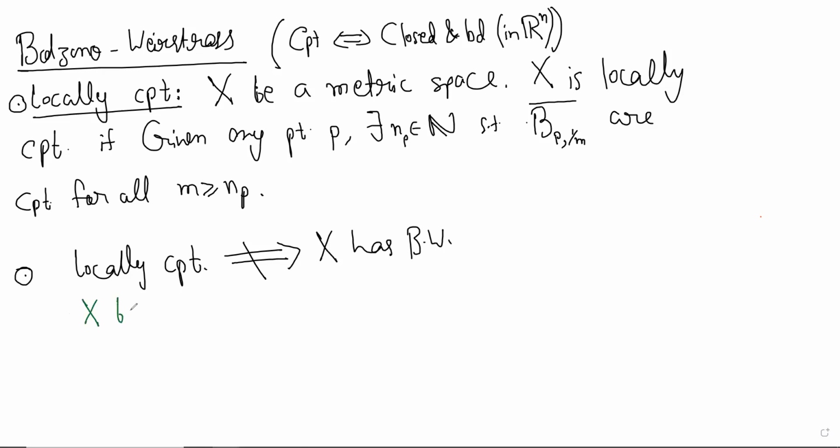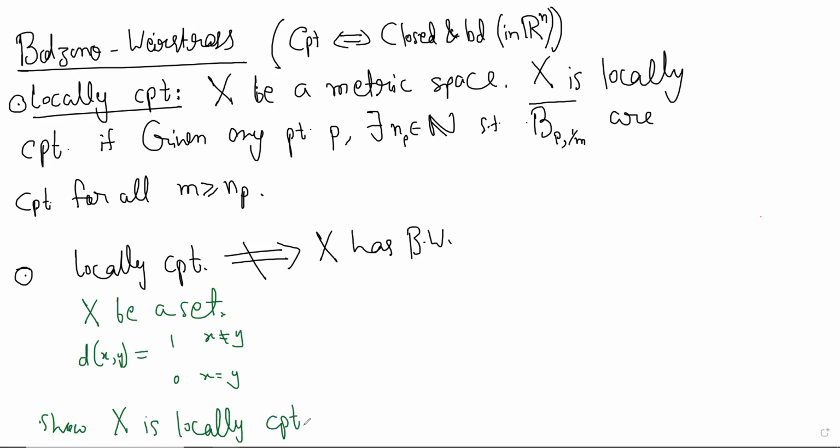Let X be a set. And what you do is you define a distance such that the distance between any two points is equal to 1 if X is not equal to Y, and it is of course 0 if X is equal to Y. This is a metric space, correct? Now show that X is locally compact.